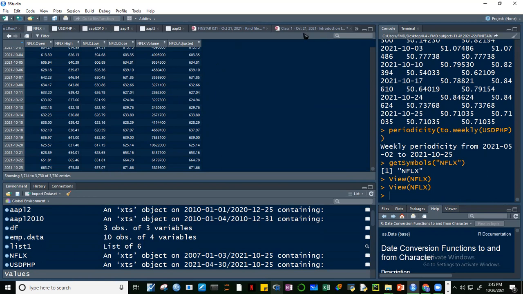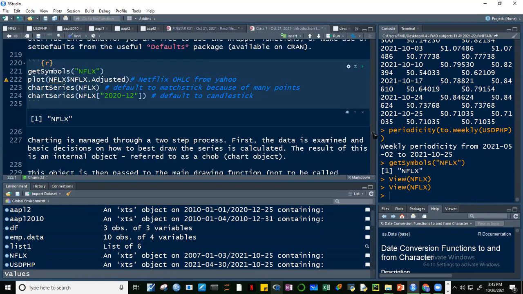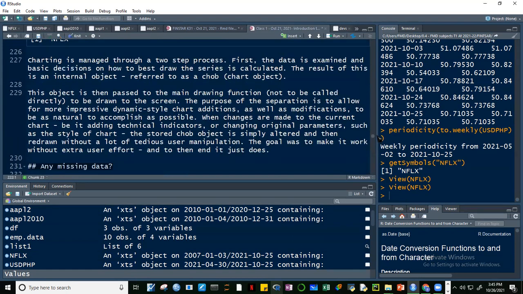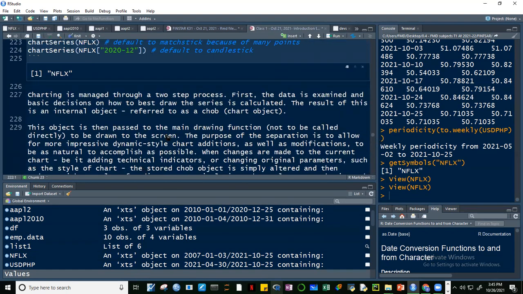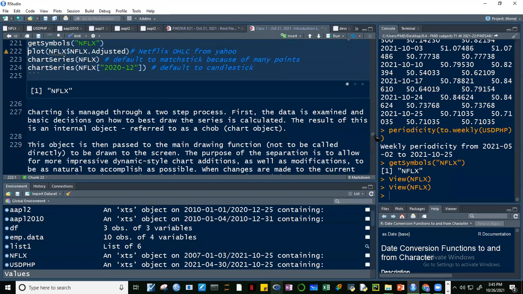All right. So let's go back to our code, guys. And let's plot. I want you to read this, just to elaborate on how R, particularly quantmod, does the charting. It's a two-step process. First, the data is examined and how best to draw the series is calculated. So there is an internal chart object created, called chob. This chob is then passed on to the main drawing function. However, we no longer code that.